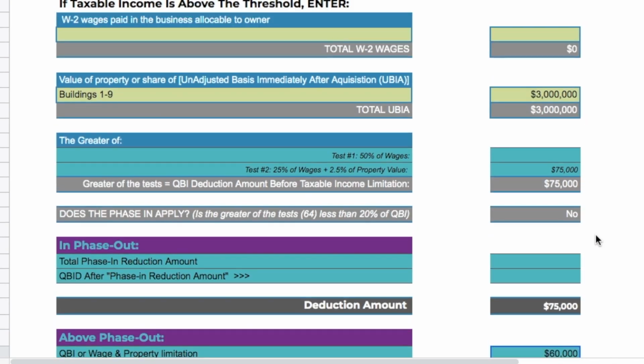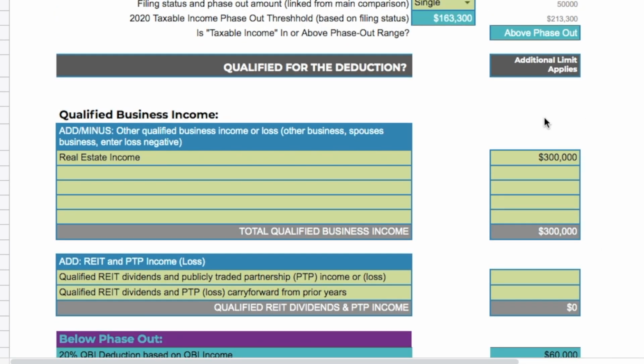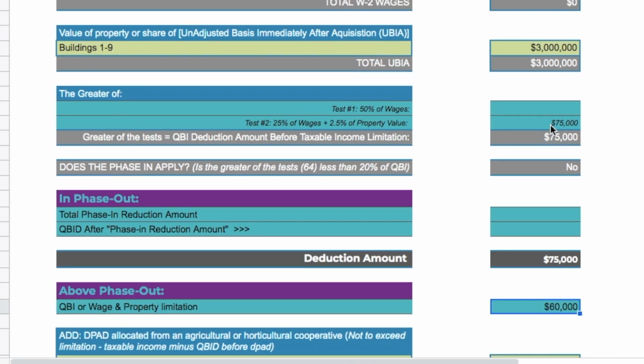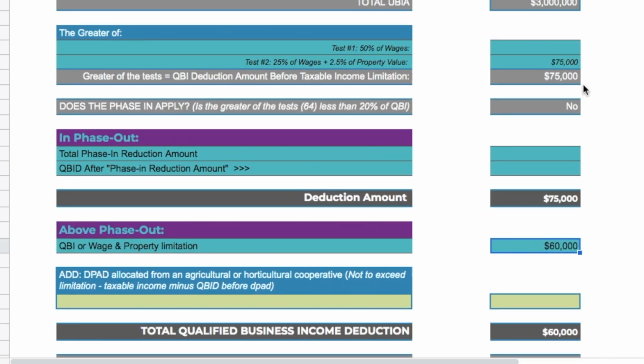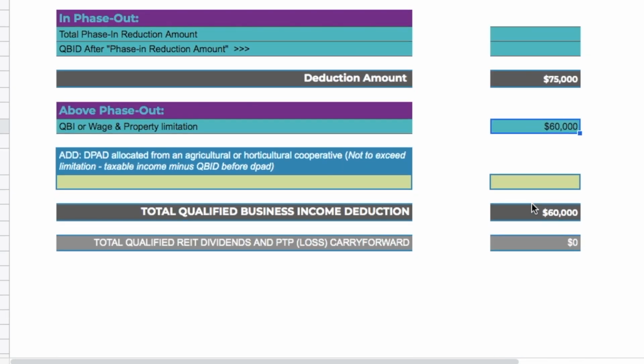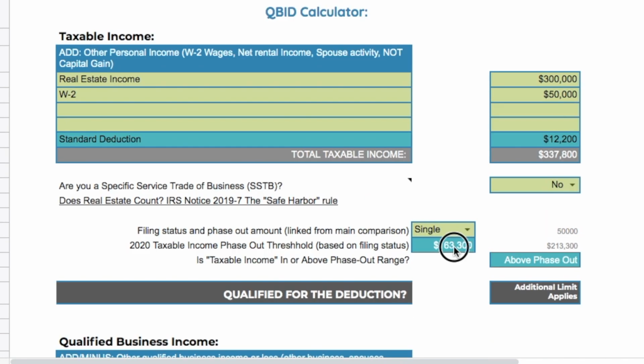Our $60,000 deduction, 20% of our income, is still going to apply, no problem. 20% of 300 is our 60. And so we're not limited by the test of 75,000. And so we get to take the full amount. So as you can see, this is really a real estate deduction, but thankfully, at least people under the threshold basically get to just take the 20% of the net pass-through income.